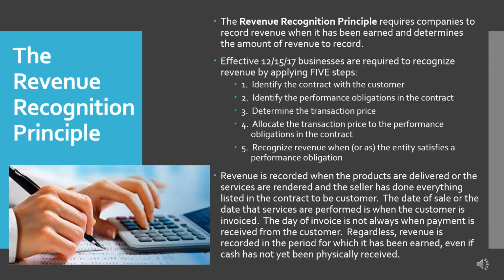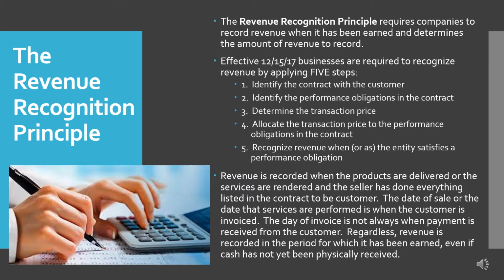The revenue recognition principle requires companies to record revenue when it has been earned and determines the amount of revenue to record. Effective 12/15/2017, businesses are required to recognize revenue by applying 5 steps. Identify the contract, identify the performance obligations, determine the price, allocate the price to the performance obligations, and recognize the revenue when it satisfies that obligation.